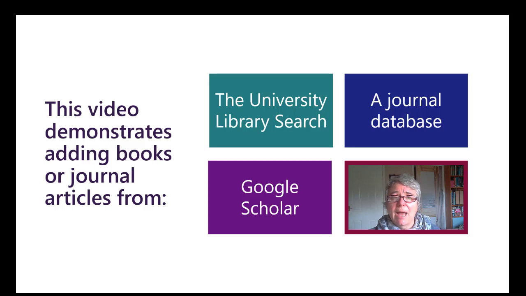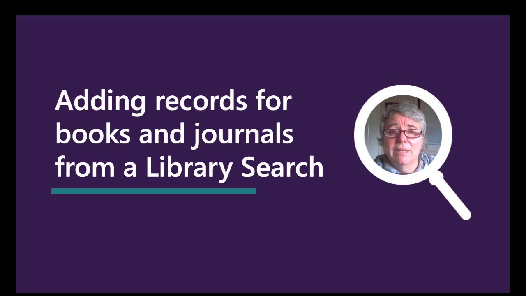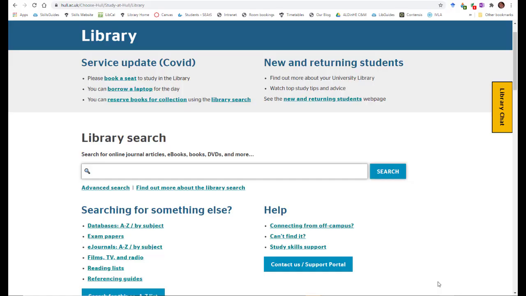Then we're going to look at a specific journal database. And finally, we're going to look at how you can download the odd record from Google Scholar. We'll start by looking at the library search option. I'm here on the library homepage, and I'm just going to do a basic search in the library search box that we see here.